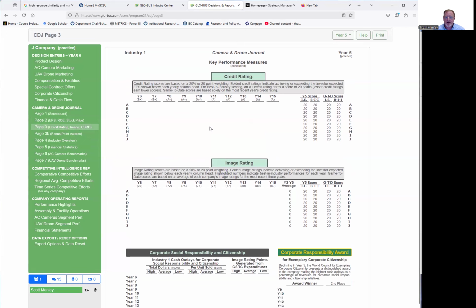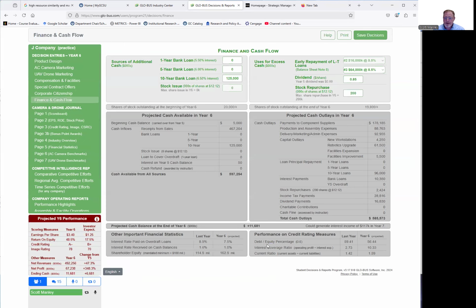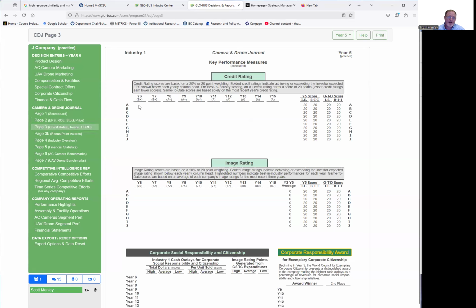Up next is your credit rating. Your credit rating is based upon 3 things. It is based on your finance and cash flow screen: your debt to equity percentage, your interest coverage ratio, and your current ratio. Together, those things are calculated to determine what your credit rating is. Investors' expectations for year 6 and 7 is that you'll have a B+, and by the end of year 13, you're expected to have an A credit rating.